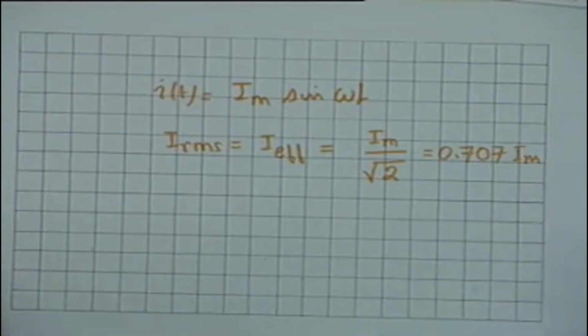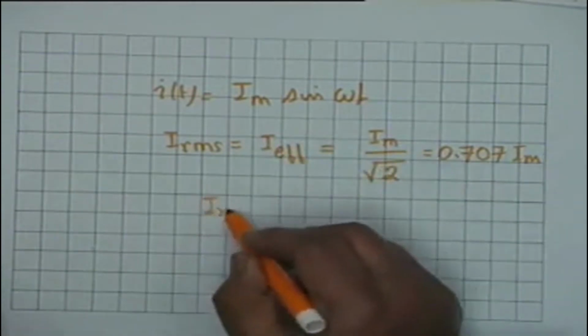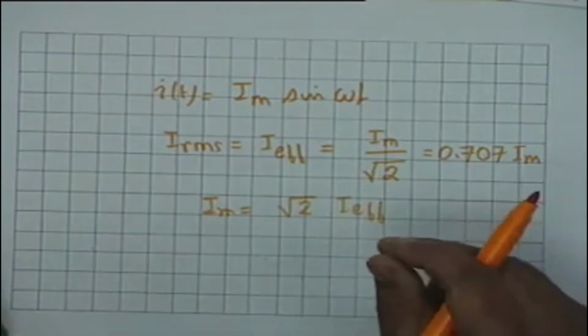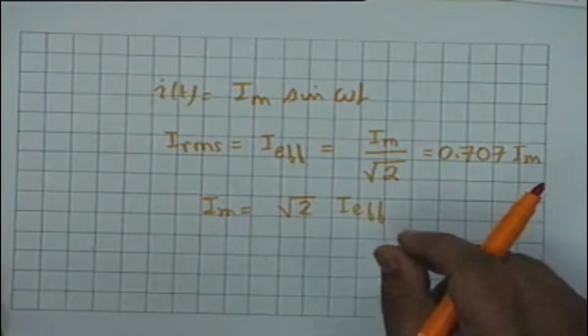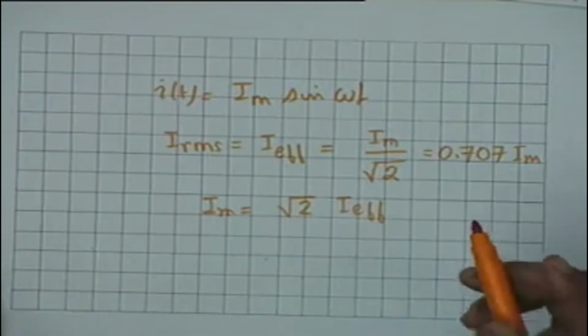In other words, if the effective value is I effective, then the peak value is square root 2 times I effective, and when you say 230 volt AC, we mean the RMS value of the AC. So if you take a CRO and connect it to the mains power supply, then the maximum value you can measure will be 230 times root 2. This is true, I warn you, only for sinusoids. It is not true for other periodic waveforms.